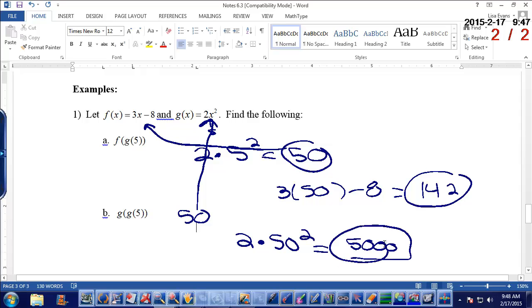I want you to try the U-try on your own. The U-try is f of f of 5. So you're going to take 5 and plug it into f. Whatever answer you get, plug it into f again.